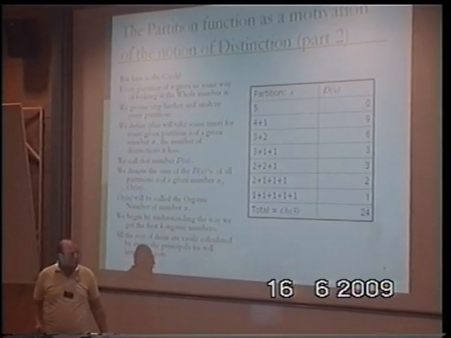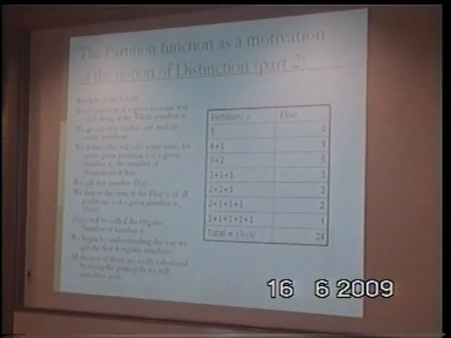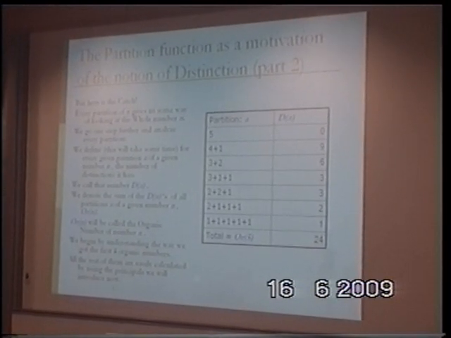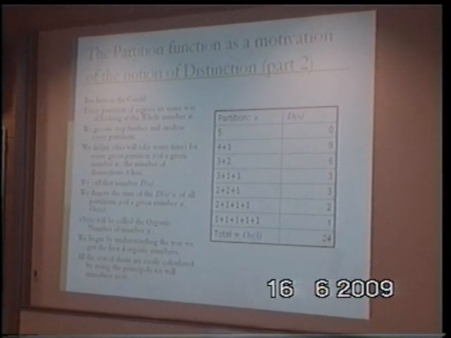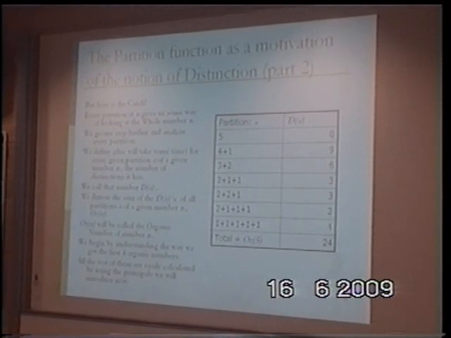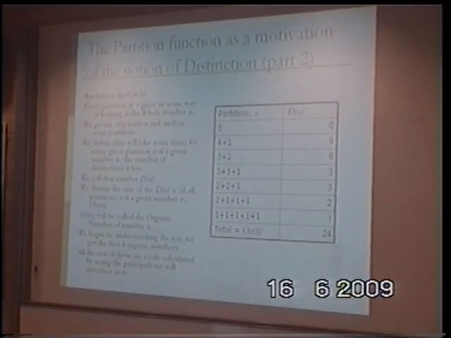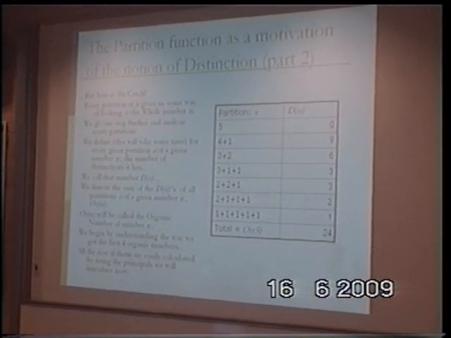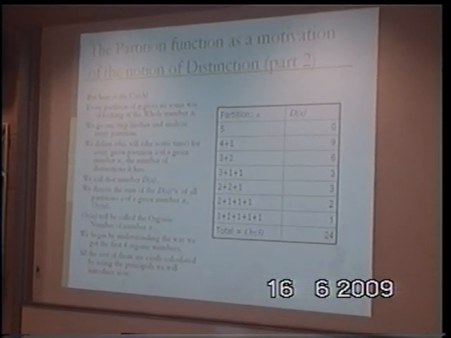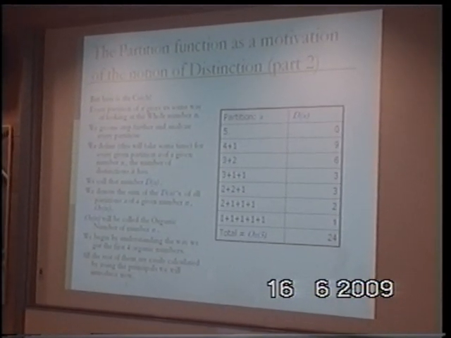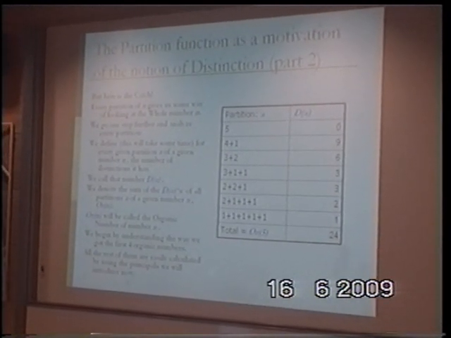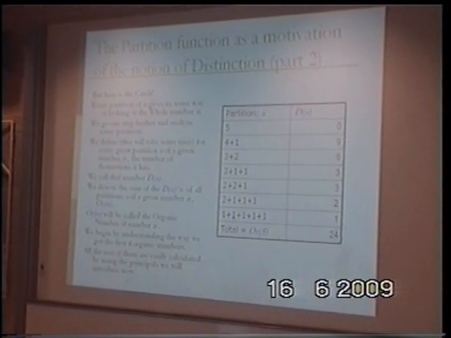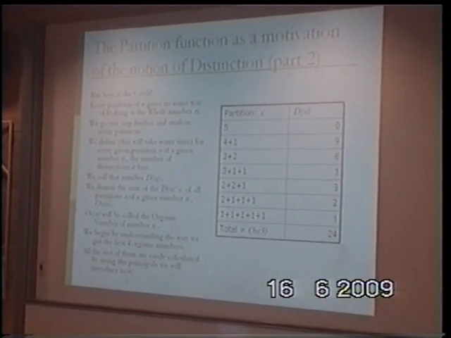Let's go, for example, to the number 5. Every partition gives us some way of looking at the whole number. But here in organic mathematics, we go one step further than the partition, and this can do the whole change: analyze every partition. We define, for every given partition of a given number n, the number of distinctions it adds.